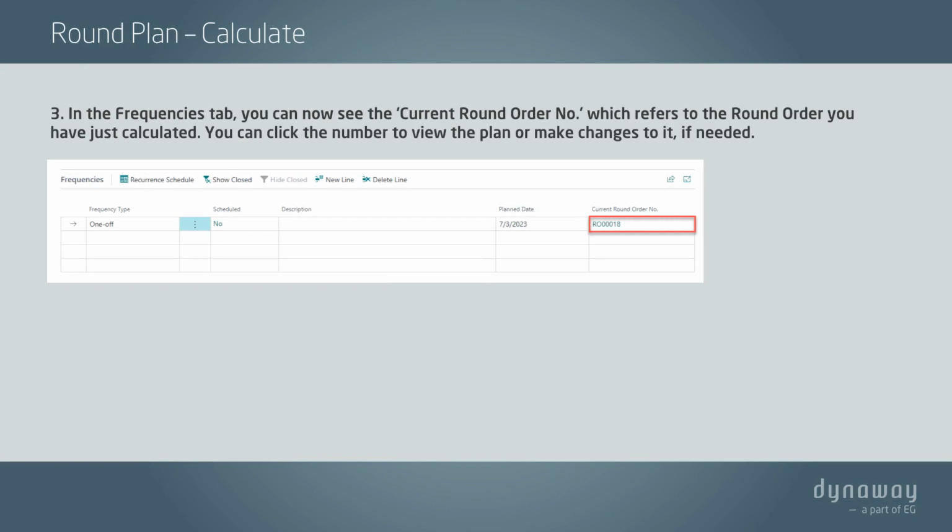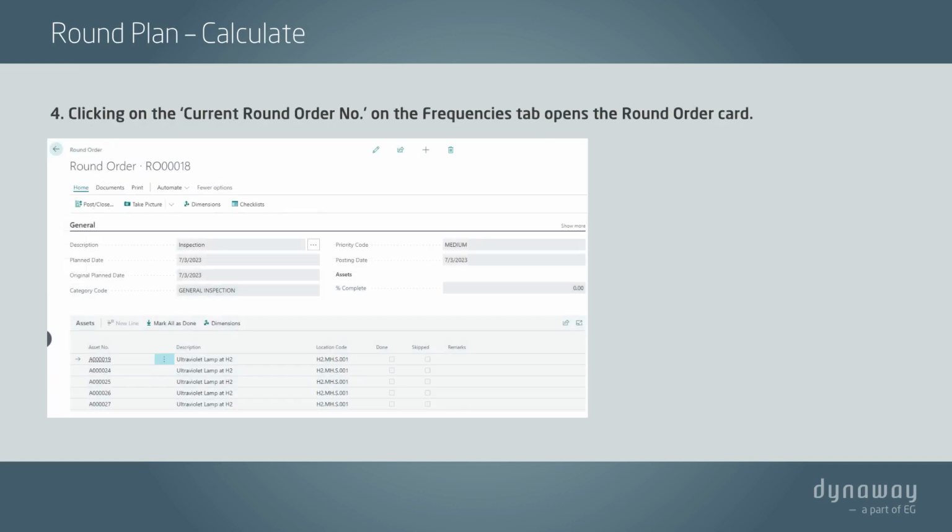In the Frequencies tab, you can now see the current round order number, which refers to the round order you have just calculated. You can click the number to view the plan or make changes to it if needed. Clicking on the current round order number on the Frequencies tab opens the round order card.